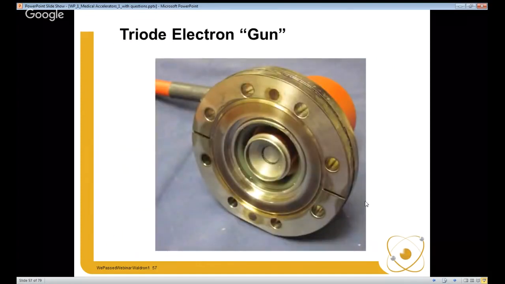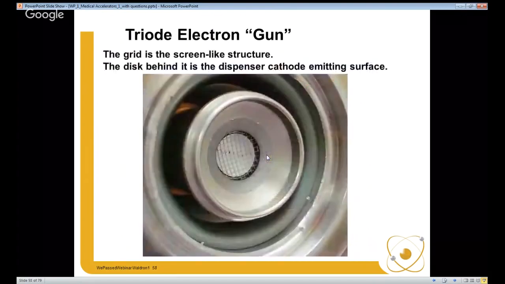Here's a photo of a triode electron gun. Here's where it attaches to the accelerator. This green part is the insulator that insulates it from the anode. So all of this out here is anode. Everything behind it is reflector or cathode. We can see the reflector structure. You can see the grid structure. The silver disc behind it is the cathode surface. Here's a little better close-up of the cathode and the reflector. Here's our reflector. Here's the grid, this screen, and the disc behind it is the emitting surface of this gun.